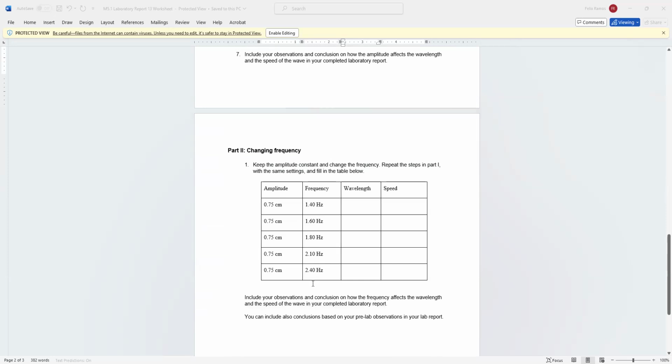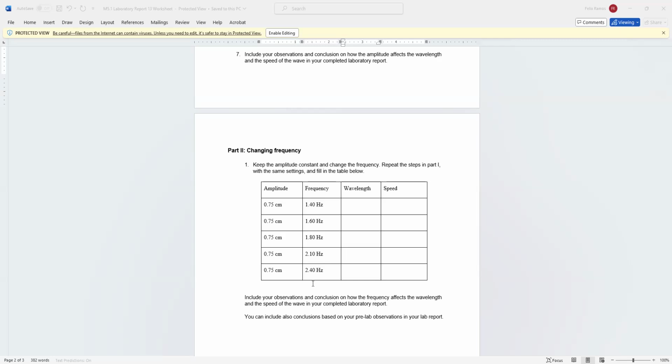Later in the second part, you have just the frequency that is going to change, and then you have a constant amplitude of 0.75 centimeters. So you will again measure the wavelength with a ruler, and with that you will calculate the speed again. You will observe your result and write, based on those observations, what happened with the wavelength and with the speed when you change the frequency. This is basically what the lab report is about.